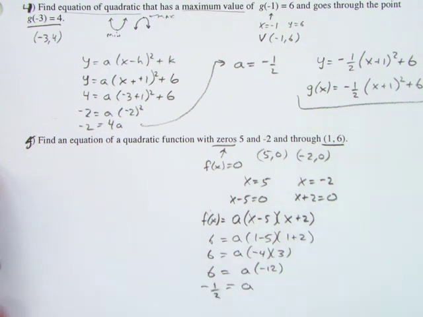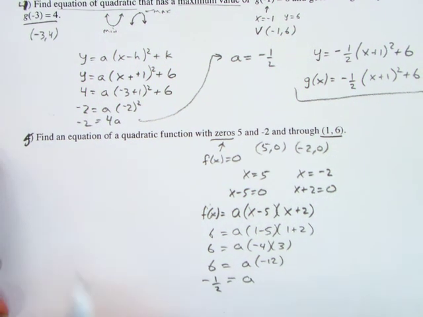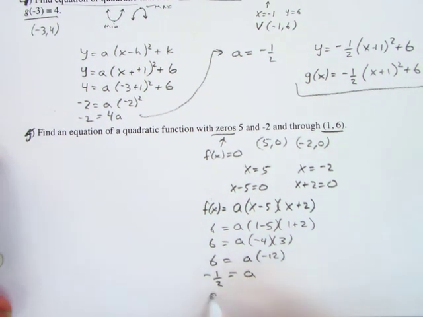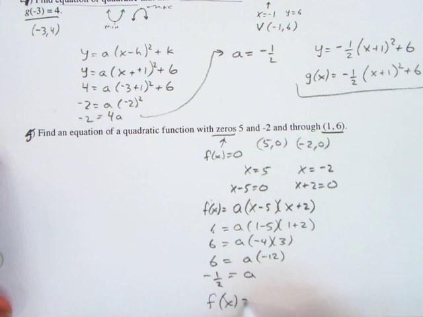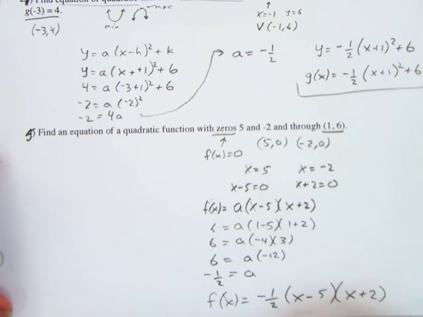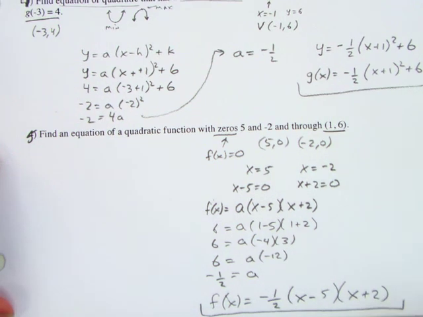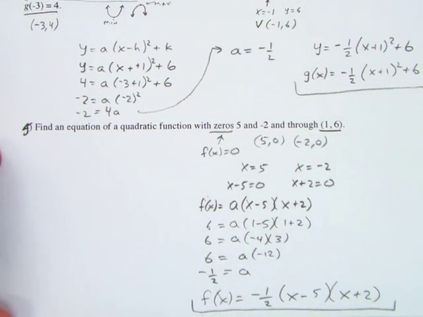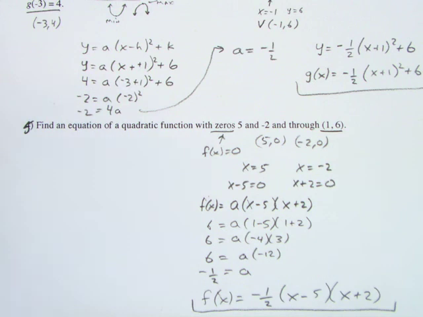I don't think I did as good a job picking my problems on this one, or making them up. So we can just write the equation though. f of x equals negative 1/2 times the quantity of x minus 5 times the quantity of x plus 2. And that is our equation. That's our quadratic function with zeros 5 and negative 2, going through the point 1, 6.